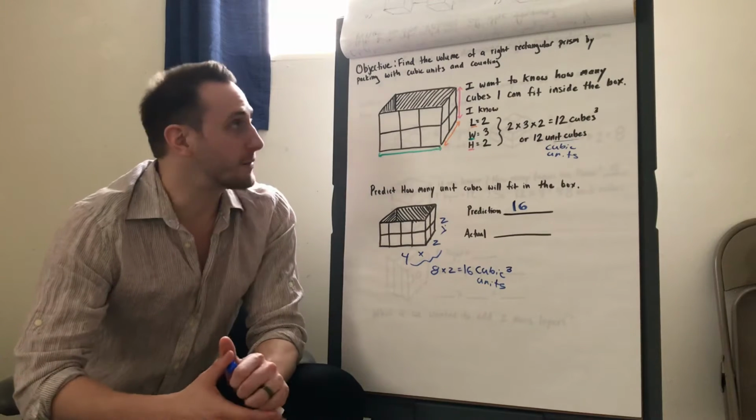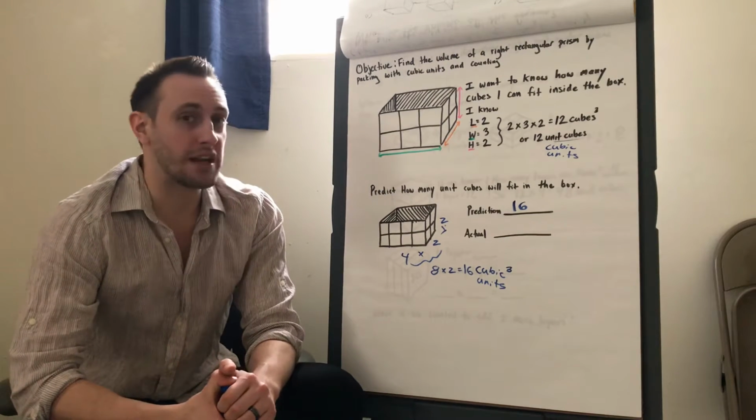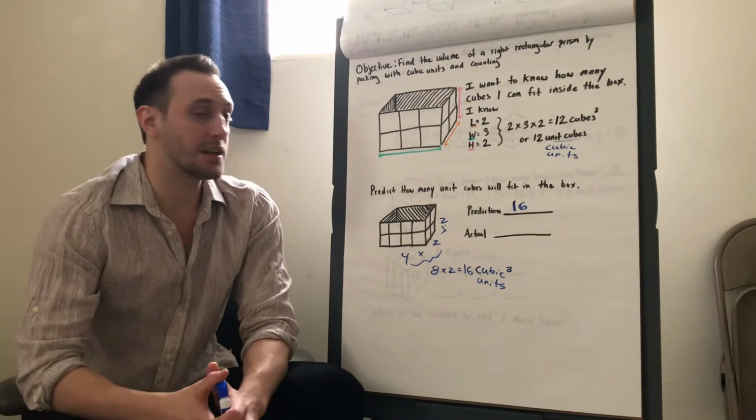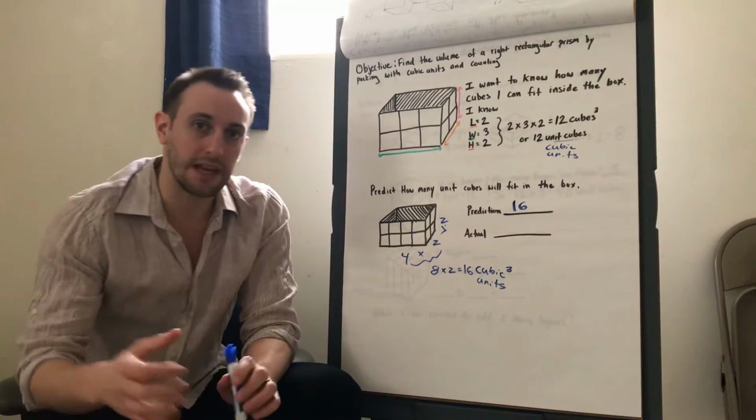But today, what we're going to be doing is that we're going to find the volume of a right rectangular prism by packing with unit cubes. So we're going to pretend that we have a box.